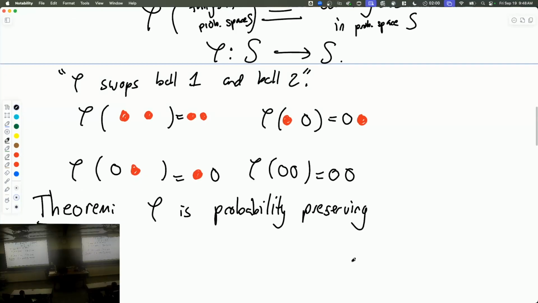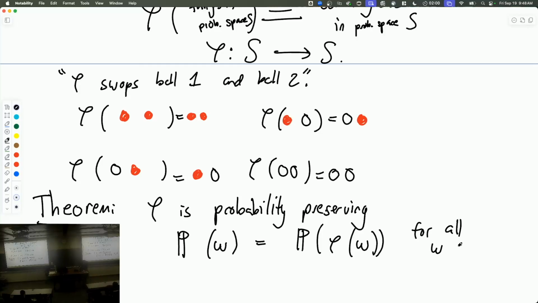What does probability preserving mean? It means the probability of some event A is the same as the probability of phi of A. Actually, why don't we do it just for one element at a time? That'll be a little simpler to digest. The probability of omega is the same as the probability of phi of omega for all omega in S. So in other words, you're doing this function phi, and it's swapping things around, but it does it in a way where the probabilities are always equal. So even though phi mixes up the whole probability space, the probabilities don't change.